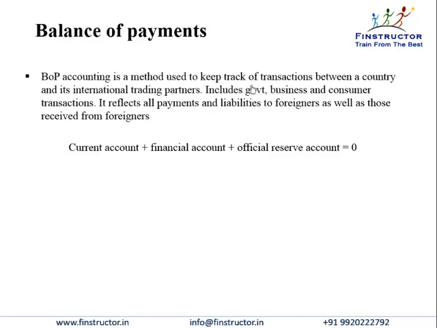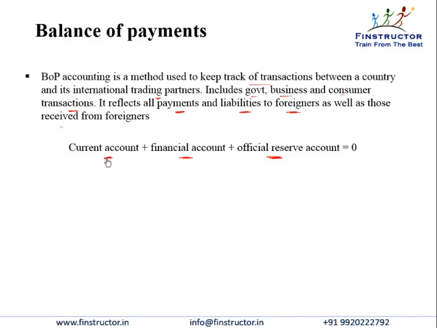So we keep track of transactions between us and our trading partners. Trading partners include government, business, and consumer transactions between countries. It reflects all payments and liabilities to foreigners as well as those received from foreigners. The balance of payments equation is that the current account plus the financial account plus the official reserves account must equal 0.